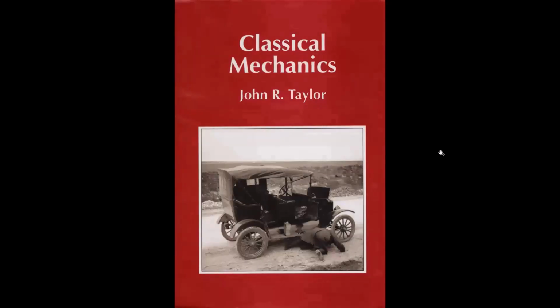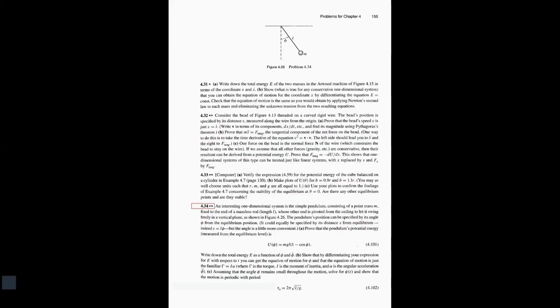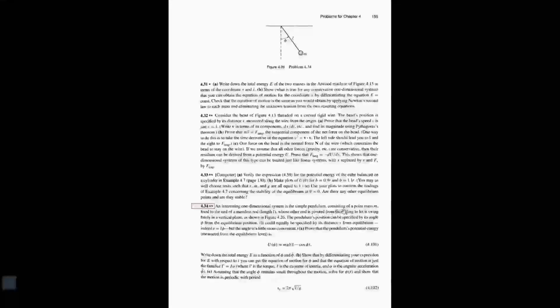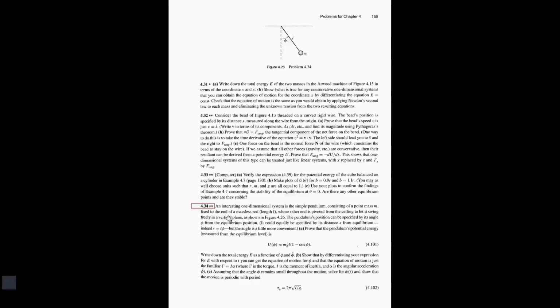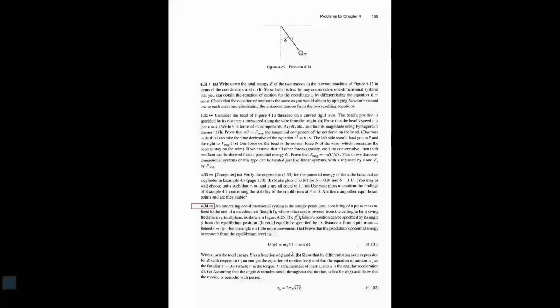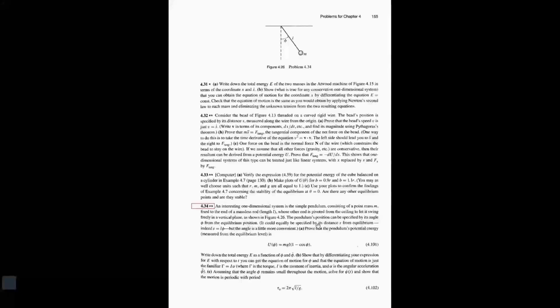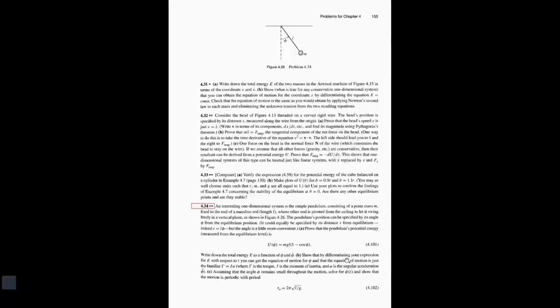Hi, questions in mechanics. In this textbook, problem 4.34. An interesting one-dimensional system is the simple pendulum consisting of a point mass m fixed to the end of a massless rod of length L, whose other end is pivoted from the ceiling to let it swing freely in a vertical plane, as shown in this figure.